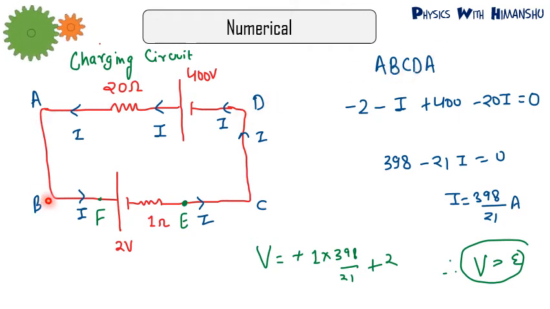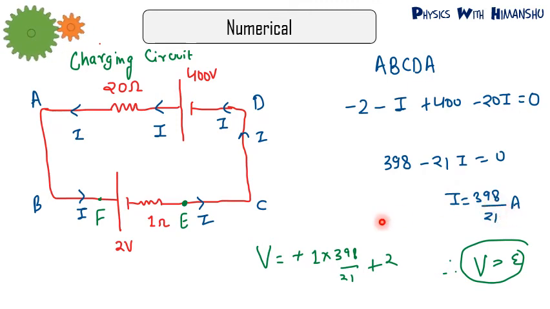From A to B we have nothing. From B to C, current is from B to C, and first you will find the positive terminal, so you will write -2. Then going from B to C, current is from B to C, you will write minus IR, so minus I into resistance 1. Then C to D we have nothing. From D to A, you will first encounter the negative terminal, so you will write plus 400. Then going from D to A, current is from D to A, so you will write minus 20I equal to 0. By solving this equation, current will come out to be 398 upon 21 ampere.